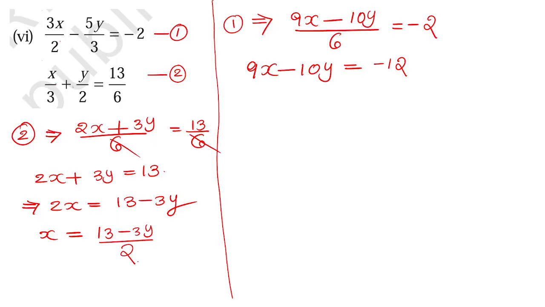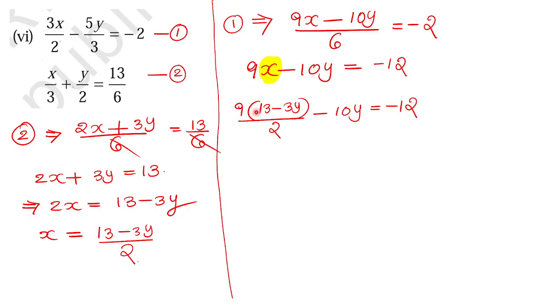The first one I removed the fractions, but still the fraction will come again. But first of all, simplify this. 9x is there. What is this x? X is 13 minus 3y by 2. So 9 into 13 minus 3y by 2, minus 10y is equal to minus 12.